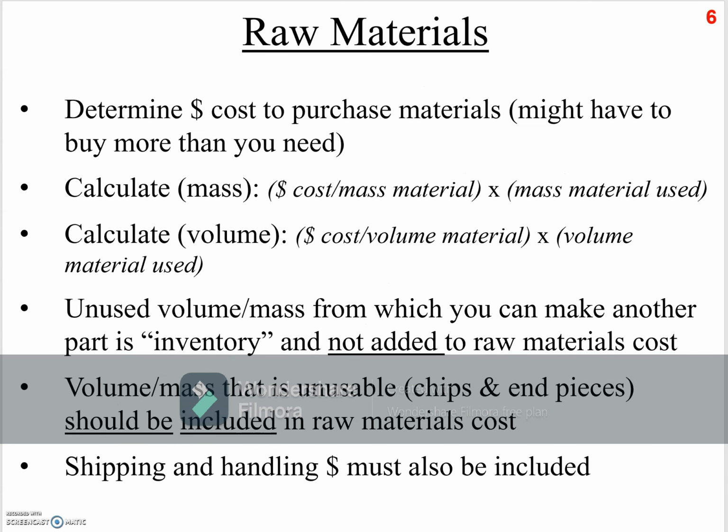In order to determine the cost of these purchased materials, they can be calculated either based off of mass or volume, where the total cost will be divided by either the mass or volume of the material and then multiplied by the mass or volume of the material used. Any unused volume or mass from which you can make another part is inventory and will not be added to the raw material cost. If there's any volume or mass that is unusable, such as chips and end pieces, this should be included in the raw material costs. And make sure to also include shipping and handling.